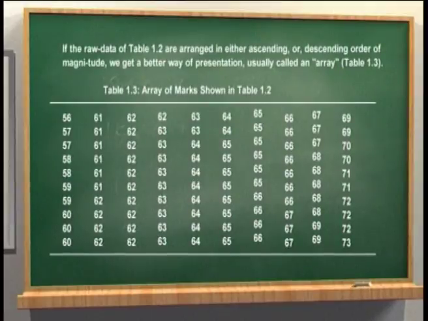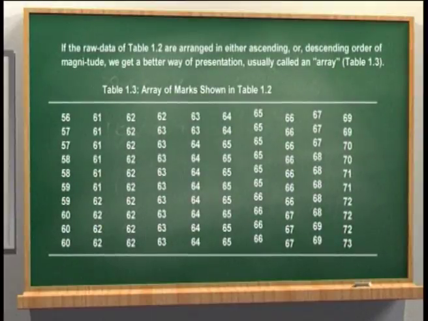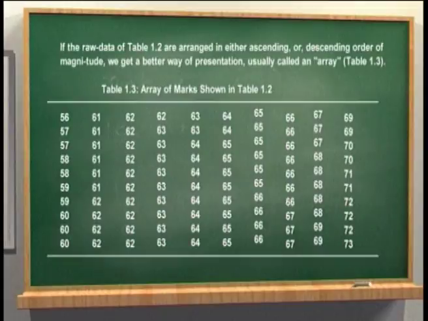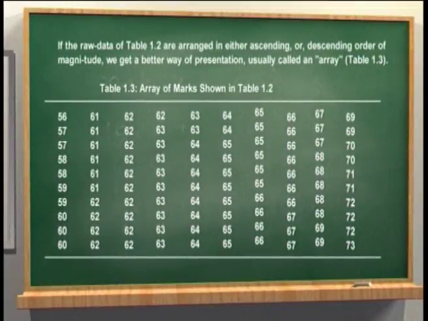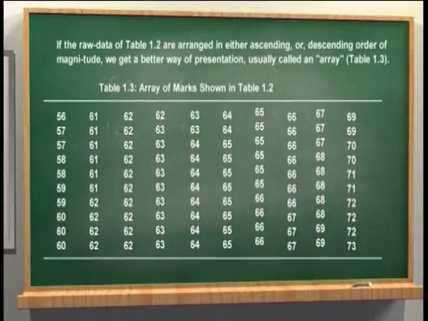If the raw data of the table are arranged in either ascending or descending order of magnitude, we get a better way of presentation, usually called an array.